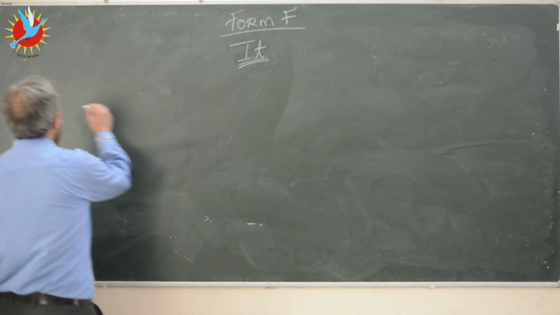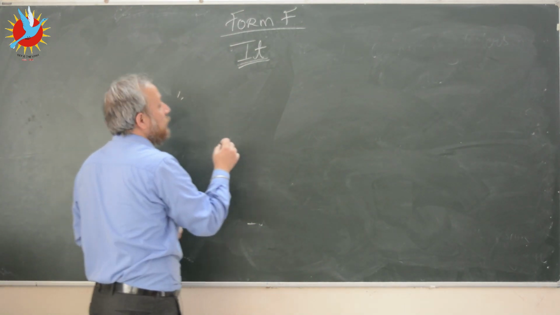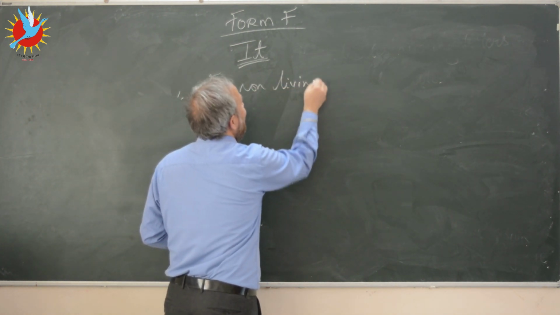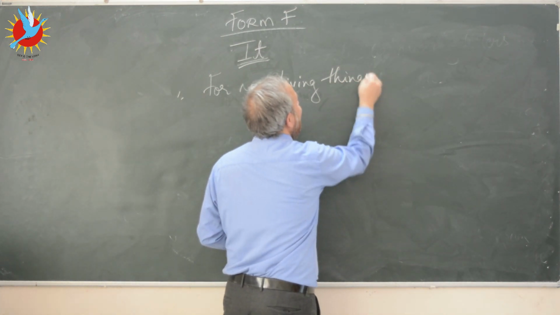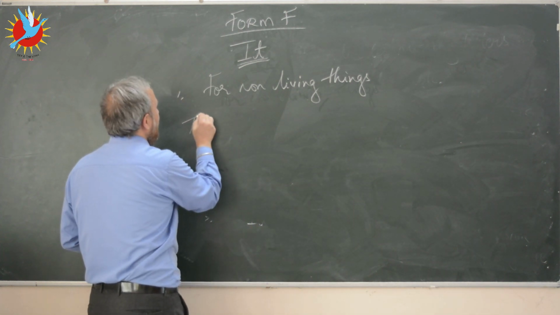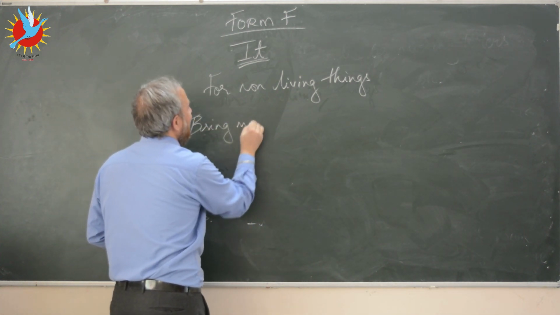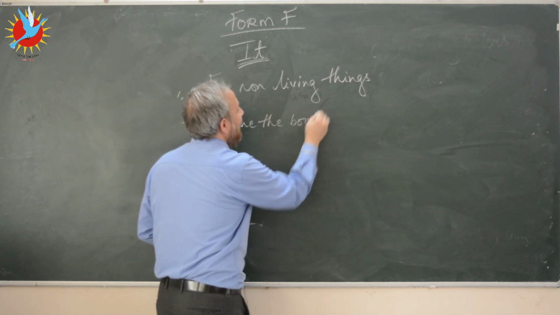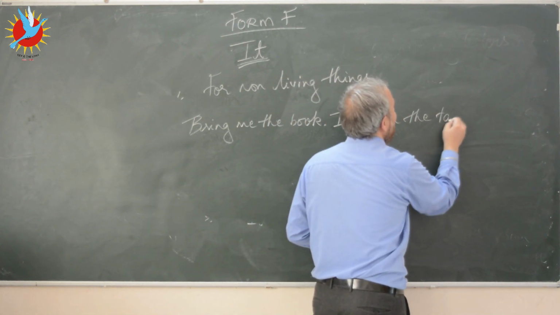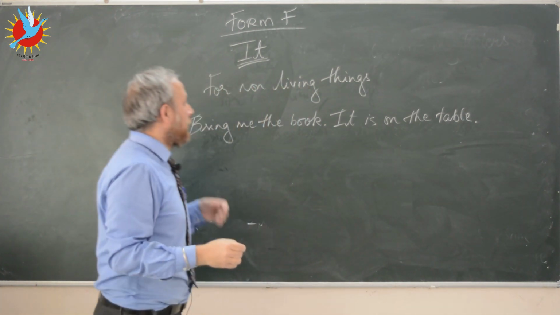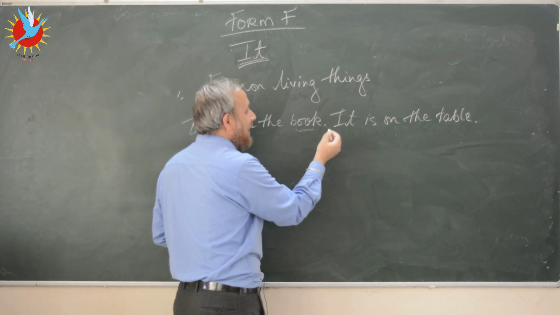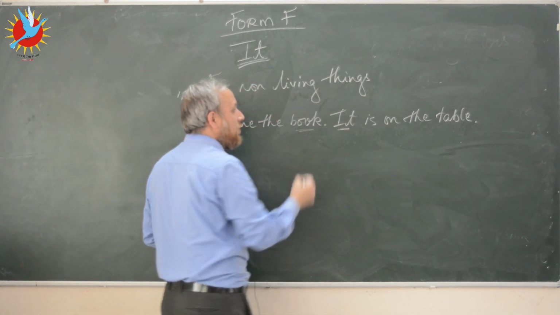The first use is, we use the pronoun it for non-living things. So let's see how it works. Let's say, bring me the book. It is on the table. So here, in place of the non-living thing, book, what have I used? I've used the pronoun it in place of the noun book.